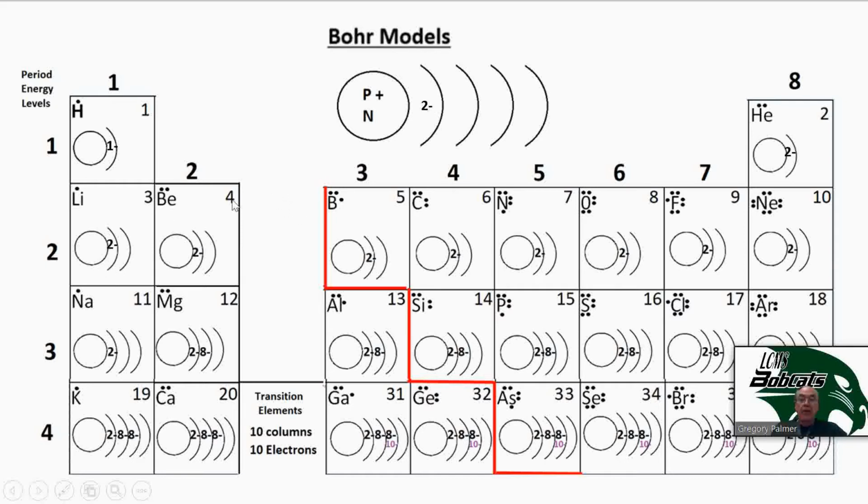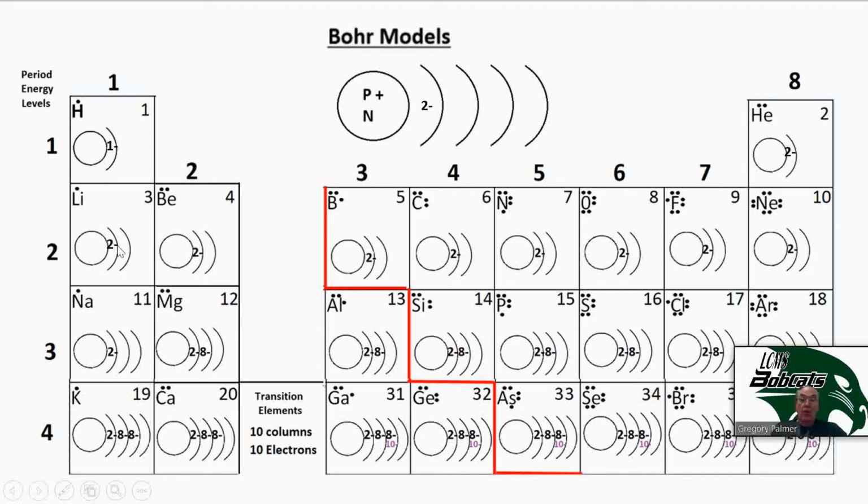And when we get down here to the elements on the second period, they all have the electrons filled on their first energy level. So I filled in all the 2s, because that first energy level is filled. Their second energy level electrons. So you can't have an inner energy level that's not full like this.